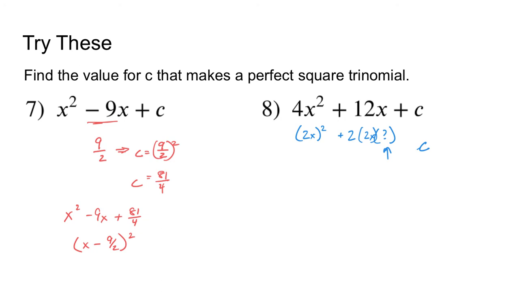Because whatever is right there in that parentheses is going to give me almost the value for c. So 2 times 2x is 4x. What do I multiply 4x by to get 12x? The answer is 3, right? 2 times 2 is 4, times 3 gives me 12. So that would work out, which means my value for c is 3 squared, which equals 9. So to complete that square, it's 4x squared plus 12x plus 9, which I would factor down to give me (2x plus 3) squared.